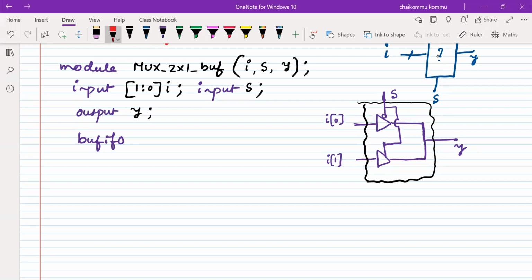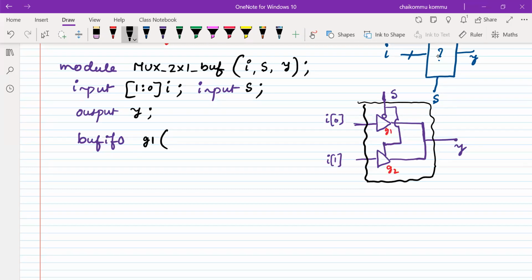So let us consider this is called G1. So this gate is G1. This is called G1. This is called G2, for example. The first G1 is actually bufif0. So G1, sorry, G1 I have written, right? G1 only I'll write. G1. Okay. So what is the output for this one?